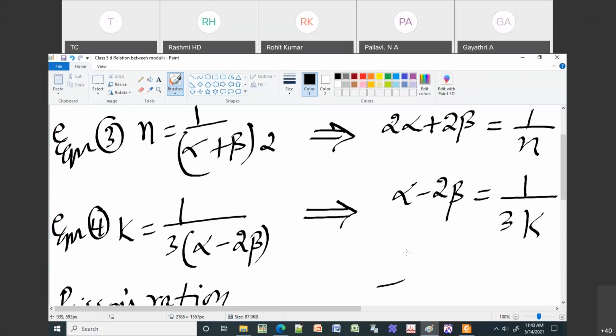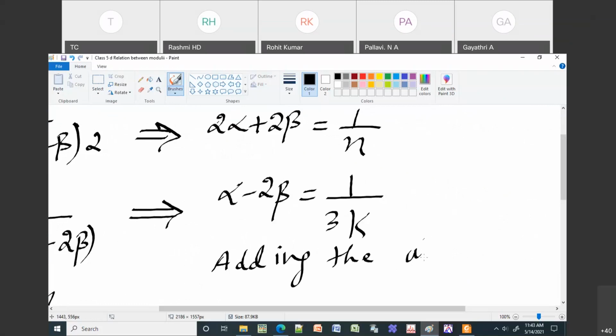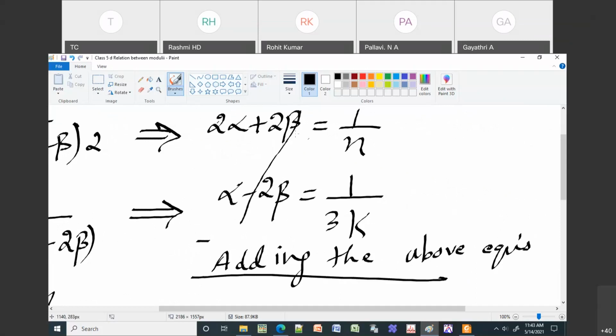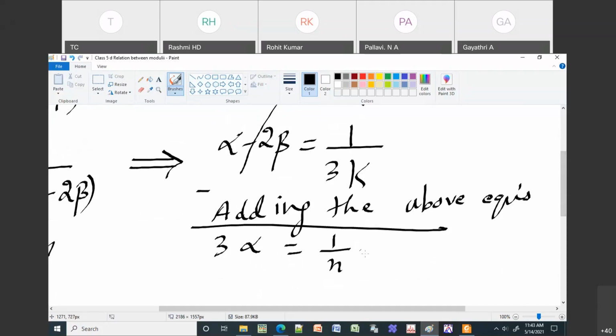Okay, so what I will do now is add both of them, adding the above equations. If I add these two equations, what happens? You're going to cancel out 2 beta plus 2 beta and minus 2 beta. So what you have is 3 alpha will be equal to, you need to add these two things, 1 by n plus 1 by 3k. So that is what you are going to do.